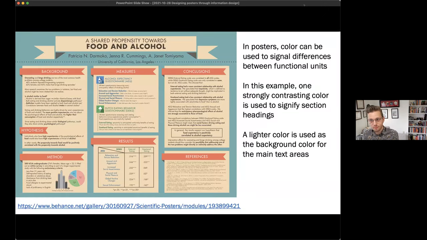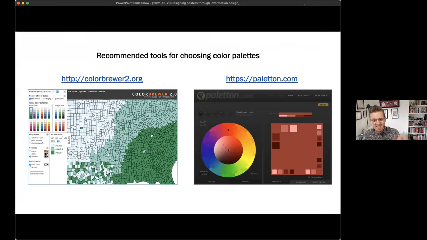In posters, color can be used to signal differences between functional units. So in this example, there's a simple color palette. And one of the colors in the palette is a strongly contrasting color, sort of this bright salmon color. And that's used specifically and only for signifying section headings. Meanwhile, a lighter color is used as the background color for all the main text areas. So we can use color in this way to signal different functional aspects of our poster.